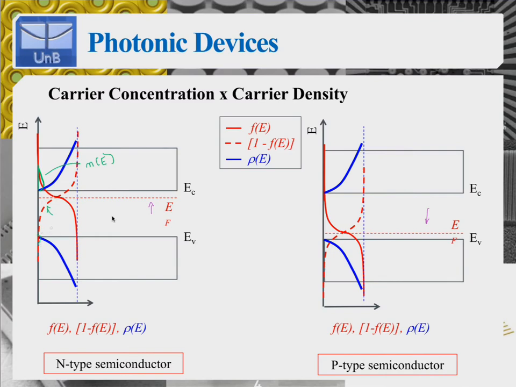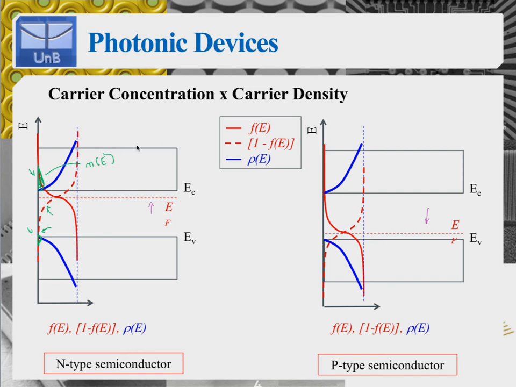Because the probability of occupation for holes in the valence band for an n-type semiconductor is much smaller, reflecting the fact that you have fewer holes here. So you get something much smaller here, which I'm trying to illustrate. If you compare this to this, you see that in the n-type semiconductor you have a carrier density of electrons which is much larger than the carrier density of holes. But they're both the product of the probability of occupation for the respective carrier by the density of states.